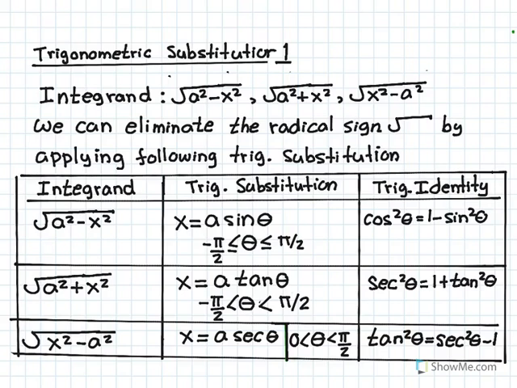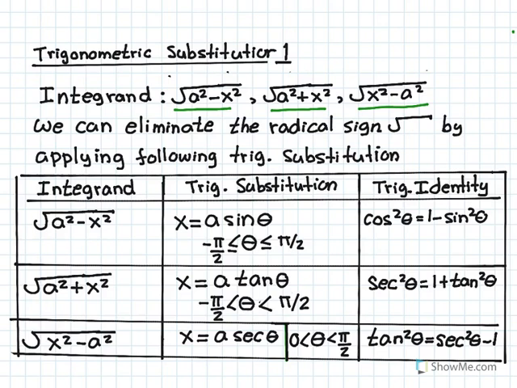In this video, we're going to look at the method of trigonometric substitution. This method is very effective when you're dealing with integrands that involve root of a squared minus x squared, or root of a squared plus x squared, or root of x squared minus a squared. Notice the subtle differences between all of these cases.